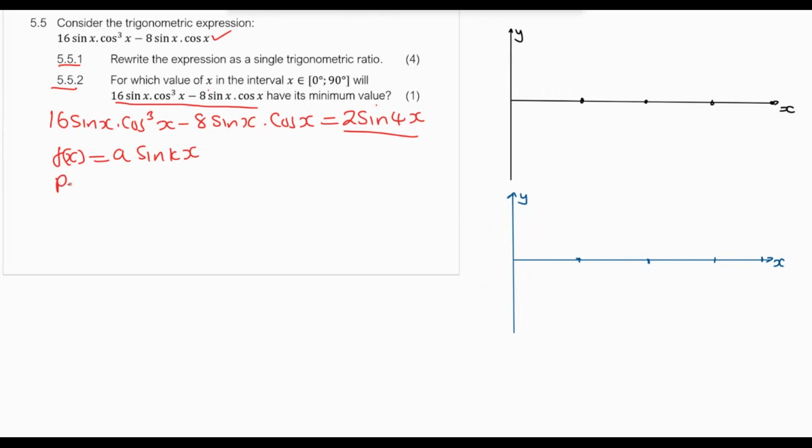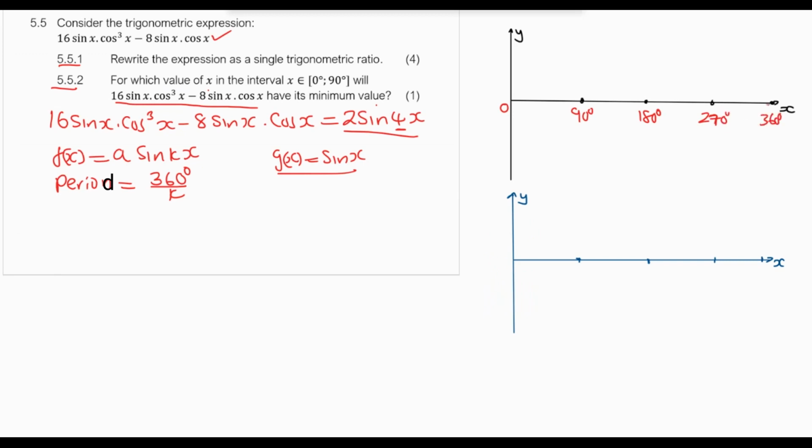Remember that the period is equal to 360 degrees divided by k. In this case, our k is 4. And we know the key points for the graph of sine x. Let's start with the graph of sine x. Let's say g of x is equal to sine x. We have 0, and then we have 90 degrees, 180 degrees, 270 degrees, and 360 degrees.